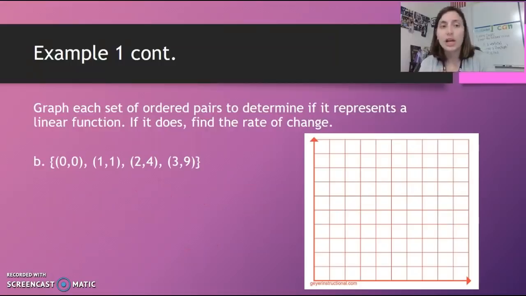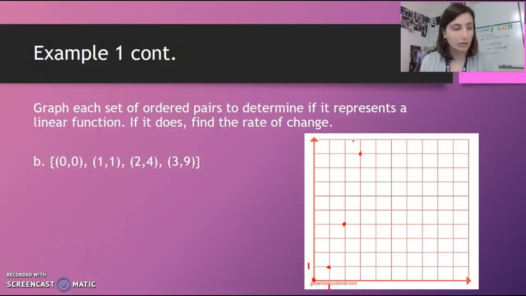So here's the second part. Again, we do the same thing. We can do this one by ones. So we're going to have a point at 0, 0, a point at 1, 1, a point at 2, 4, and a point at 3, 9. Now, when I look at this one, I can't draw a straight line through those.